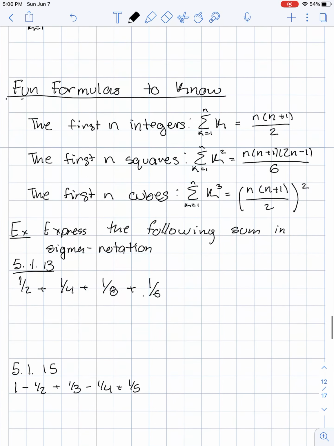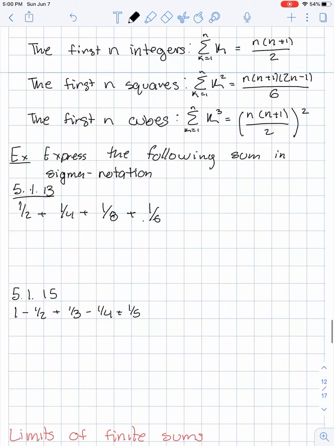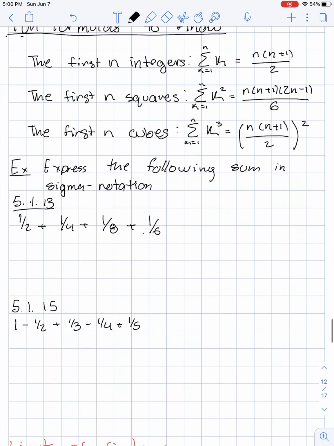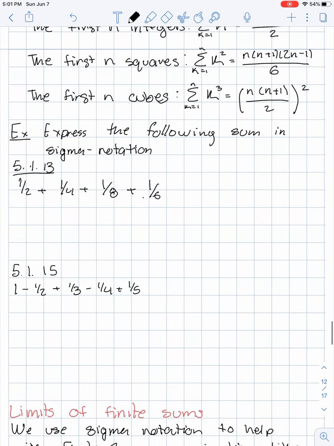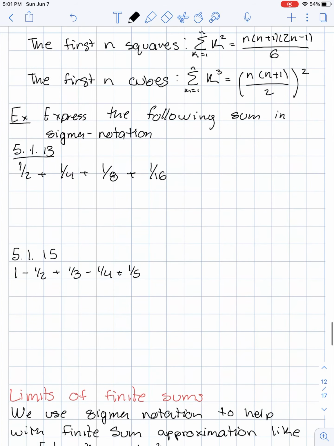So let's do a few examples of how to express the following in sigma notation. We're not really going to use the formulas right now. We're going to use those in a hot second. But these are probably my favorite 2 examples of where you're given a sum and you're asked to write it in sigma notation. So the first one is problem 13 for this chapter. You're given 1/2 plus 1/4 plus 1/8 plus 1/16. All right. So I like to write my sigma next to it and then do work below it. Okay.